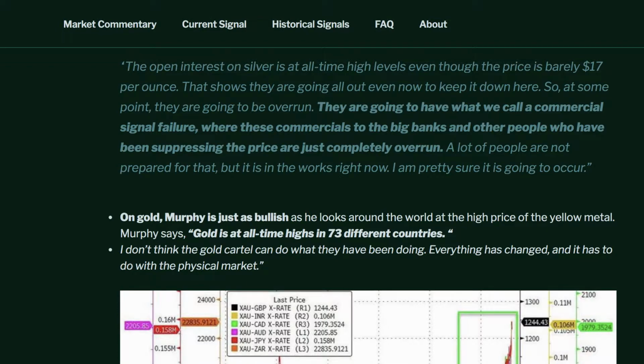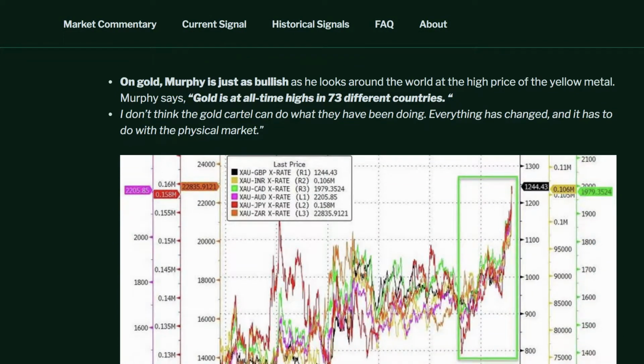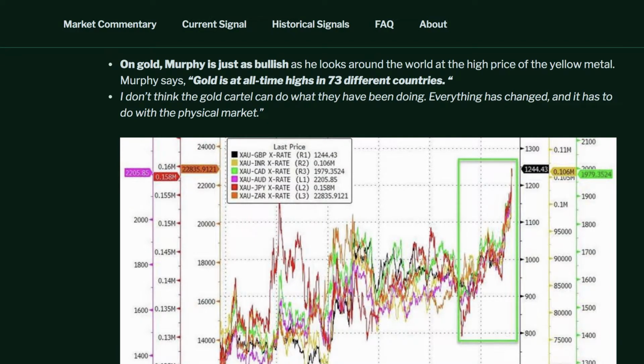They are going to have what we call a commercial signal failure, where these commercials, the big banks and other people who have been suppressing the price, are just completely overrun. A lot of people are not prepared for that, but it is in the works right now. I am pretty sure it is going to occur." End quote. On gold, Murphy is just as bullish as he looks around the world at the high price of the yellow metal. Murphy says, quote, "Gold is at all-time highs in 73 different countries." End quote. I don't think the gold cartel can do what they have been doing.